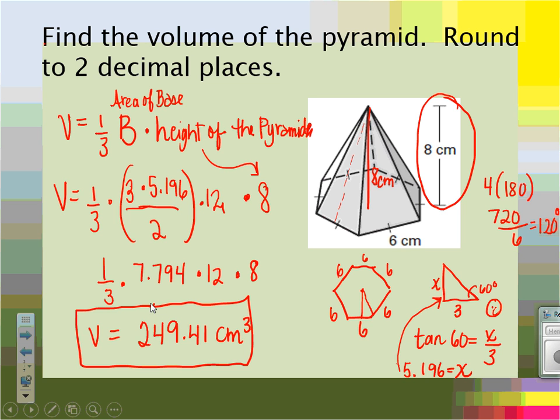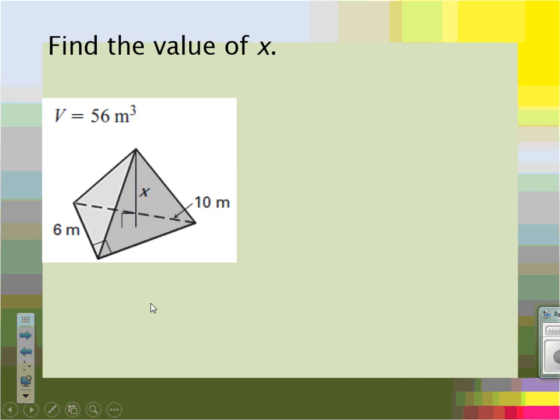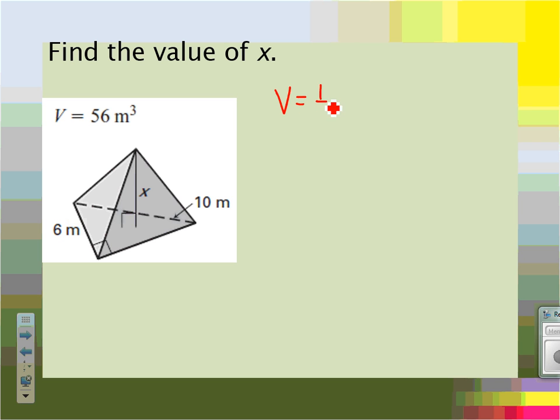Okay, let's try another one. We want to find the volume of this. Oh, we know the volume of this pyramid. Now we want to know what the height is. Okay, so what we need to know is what the formula for volume is. Volume is 1/3 the area of the base times the height of the whole pyramid, from the bottom of the base to the tippy top, or the vertex where all triangles meet.